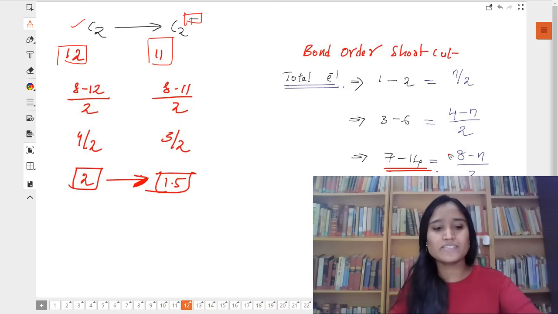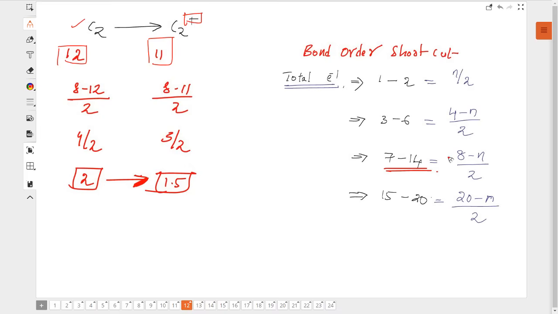Since you guys are not able to see the formula, I'm just keeping my webcam off for a while. Yeah, I think that should do.